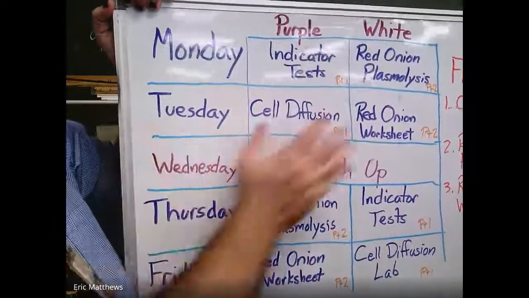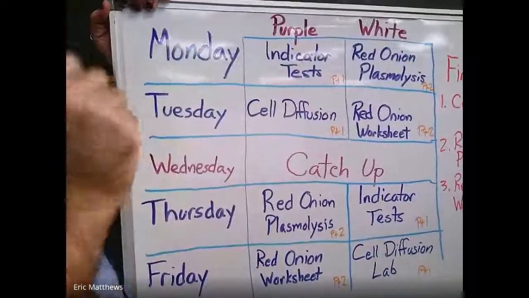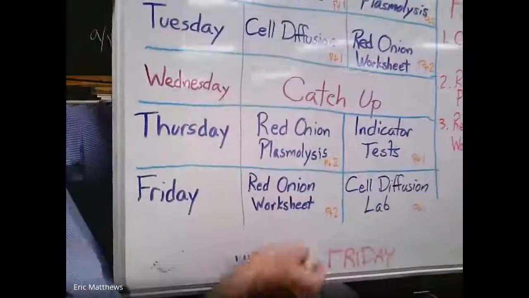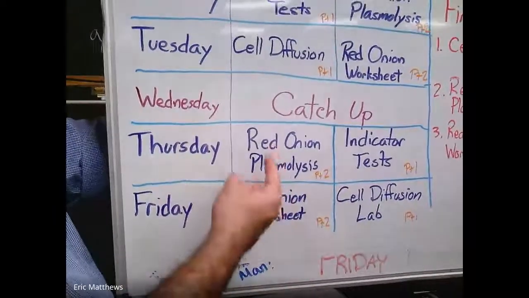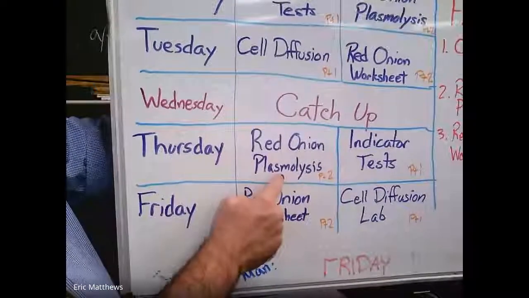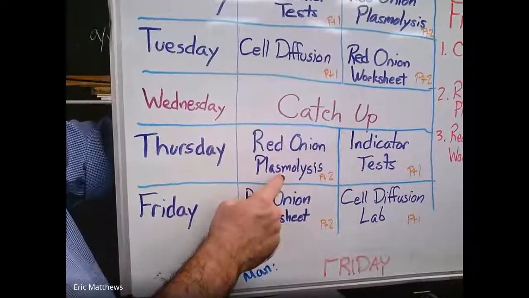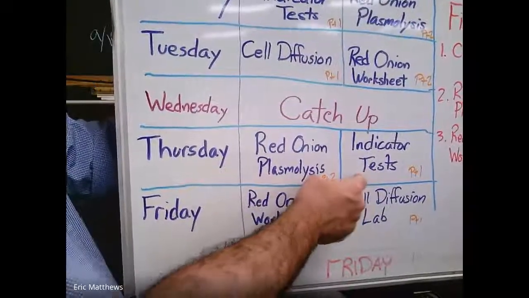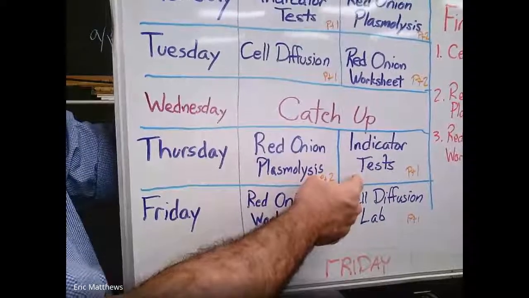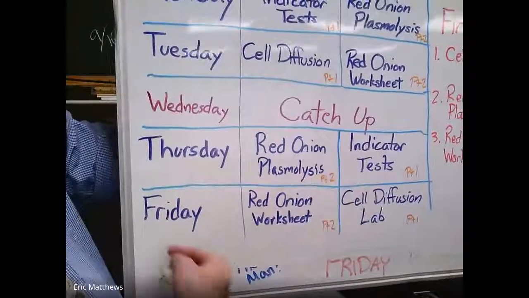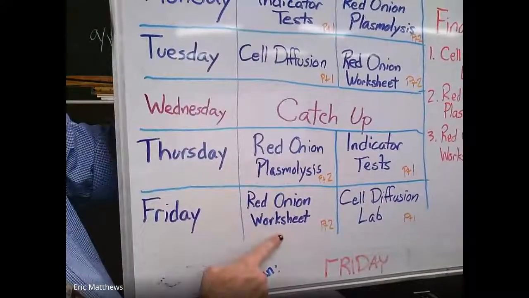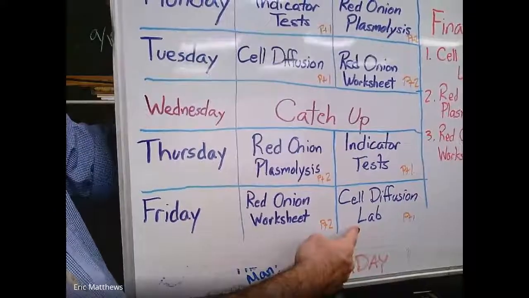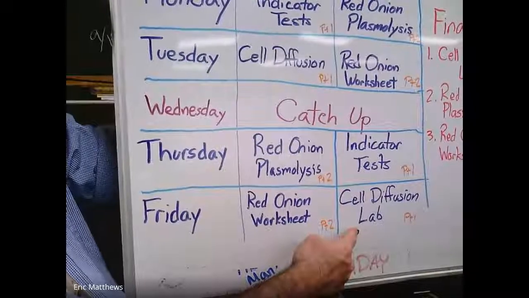Wednesday is a chance for anybody to catch up on any of these that they may need. And I'll be here to help you guys do that since that is our virtual day. Now on Thursday, my Purple Day group will do the red onion cell plasmolysis that the White Day group did today. I know it's getting confusing already. And meanwhile, since the White Day lab group will be here, we will then be working on your indicator test since you will only have a single bell. And then on Friday, the Purple Day lab group will work on the Regents review worksheet. And the White Day lab group will work on the main lab itself, the cell diffusion lab.